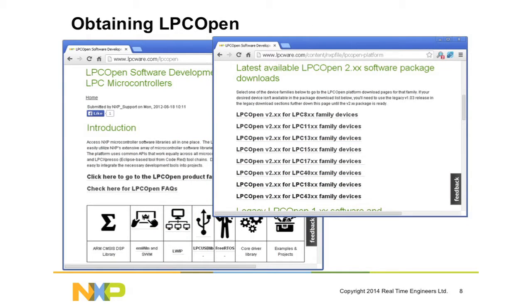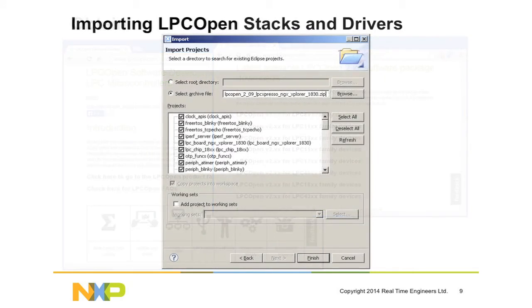So how do you get LPCOpen? Well, there's the URL, lpcopen.com/LPCOpen, which will take you to the main landing page, and from there you can click a link and be taken to sub-pages or sublinks for all the supported architectures, and then you click on one of those and it will take you to pages for that architecture on different hardware platforms. And the platform we're using today, like I say, is the NGX. So I should say that with LPCOpen, you can use the Keil tools, the IAR tools, or the GCC LPCXpresso tools. The LPCXpresso is what we are using today, which is an Eclipse-based IDE.